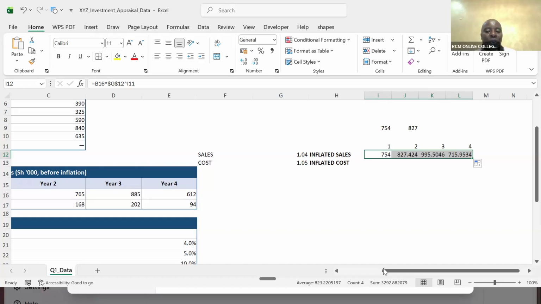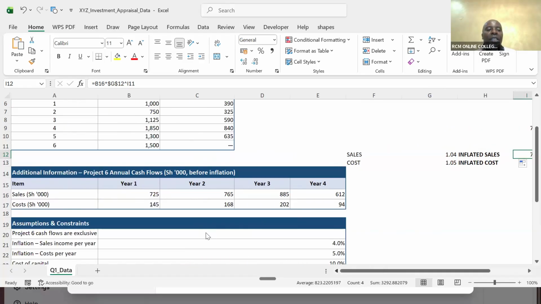Down here we were told, if you remember very well, that a cost is going to inflate at 5%. 5% is the same as 0.05. And I was able to put down the inflationary factor of cost. So it will be 1 plus that 5%. That's how I got this 1.05. And then how do I squeeze this inflationary?